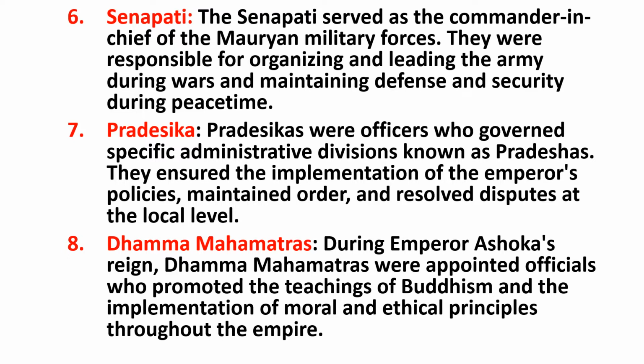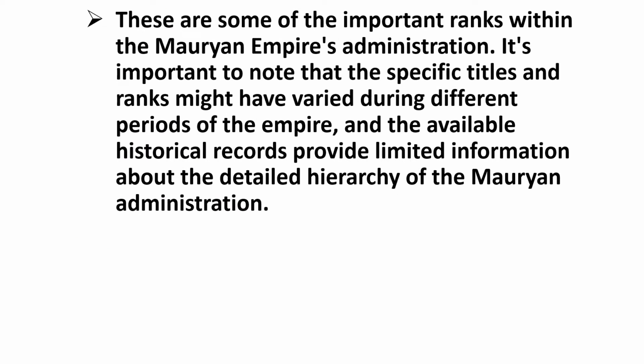Eighth one, Dhamma Mahamatras. During Emperor Ashoka's reign, Dhamma Mahamatras were appointed officials who promoted the teachings of Buddhism and the implementation of moral and ethical principles throughout the empire. These are some of the important ranks within the Mauryan Empire's administration.